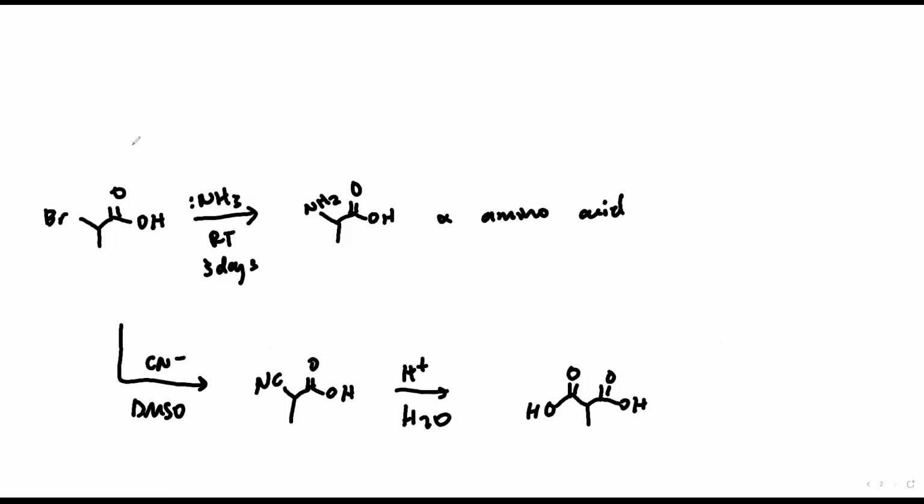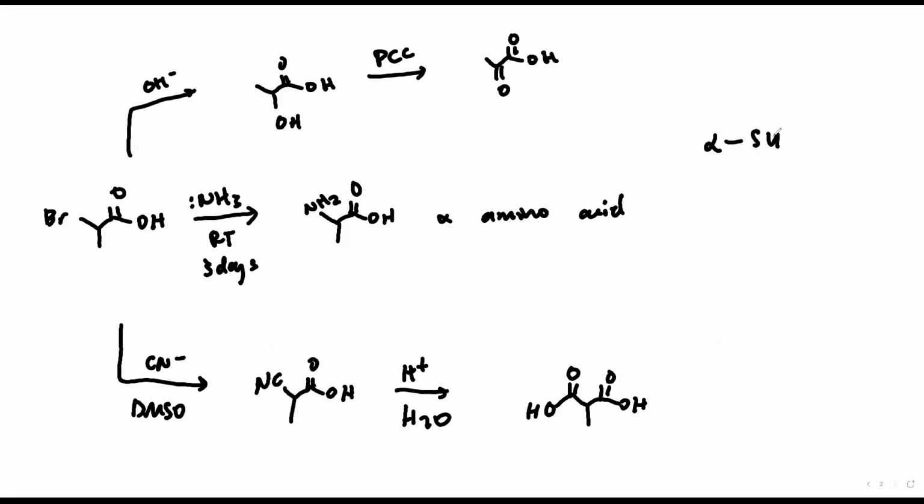Okay, cool. The last one I think is worth noting is OH minus, because that's also a nucleophile, and that makes these alpha hydroxy acids. And you can imagine, what can you really do with that, right? Maybe just PCC it or something, turn it into an alpha keto acid. So if you ever have an alpha substituted species, an alpha substituted acid, consider that it came from the HVZ alpha bromide. So a very good synthesis cue right there.